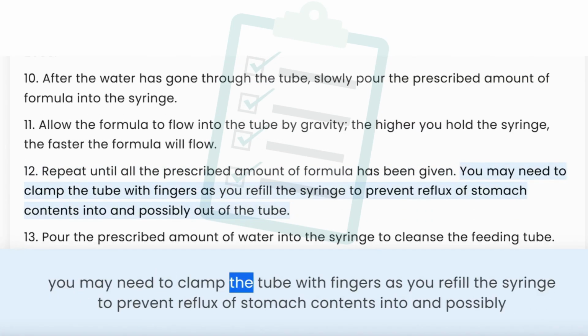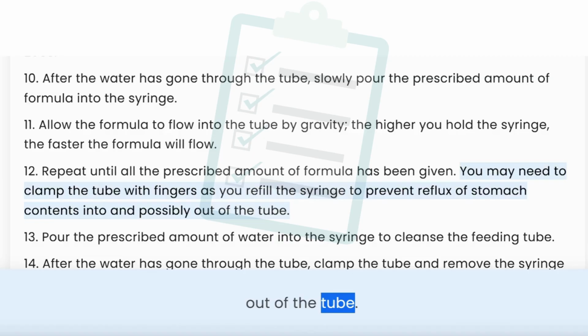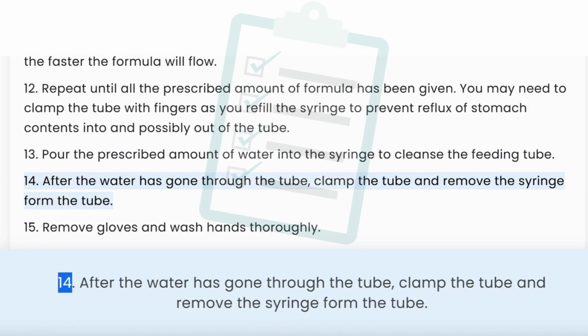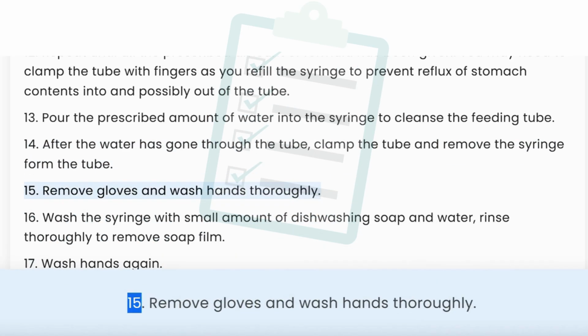You may need to clamp the tube with fingers as you refill the syringe to prevent reflux of stomach contents into and possibly out of the tube. 13. Pour the prescribed amount of water into the syringe to cleanse the feeding tube. 14. After the water has gone through the tube, clamp the tube and remove the syringe from the tube. 15. Remove gloves and wash hands thoroughly.